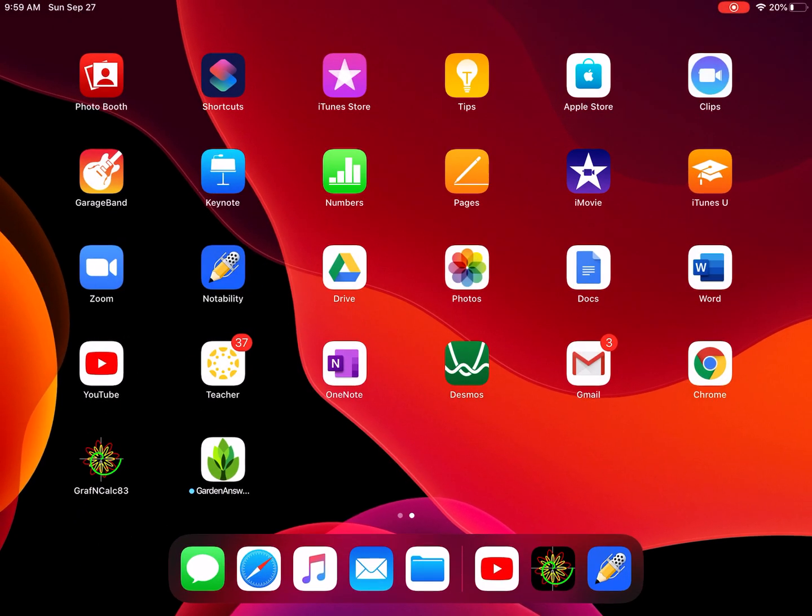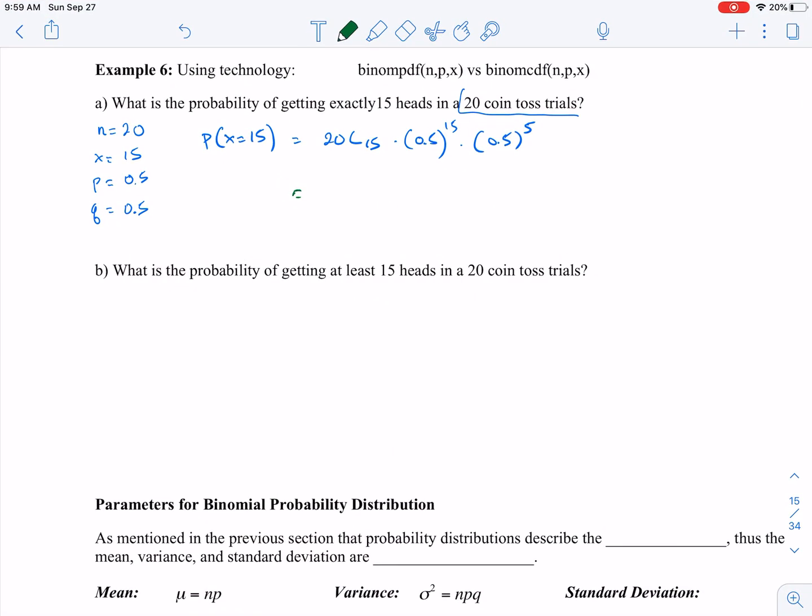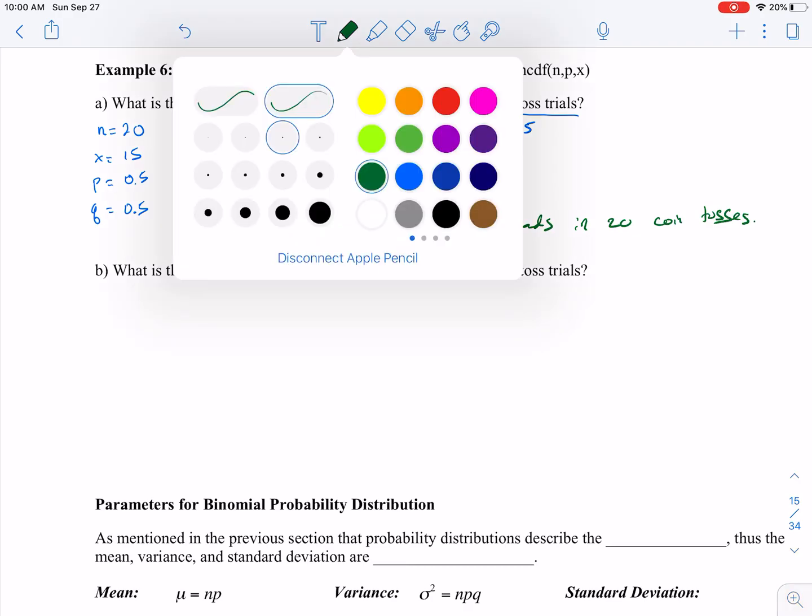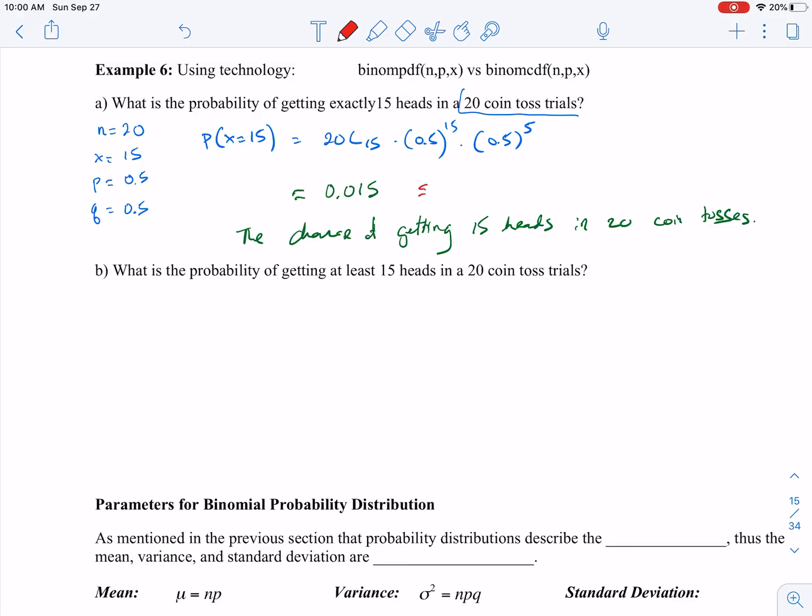So round that to about 0.015. So about 1.5%. So roughly 0.015. So that's the chance of getting exactly 15 heads when we do a 20 coin toss. So it's not pretty high. It's about 1.5%. Meaning if you were to go conduct an experiment of tossing a coin 20 times, the chance of you getting 15 heads out of 20 is pretty dang low. That's unlikely because it's under 5%, right? In this case here it is less than 5%, so that's unlikely, right?